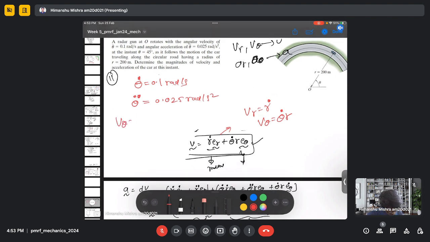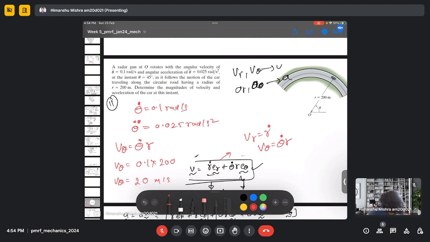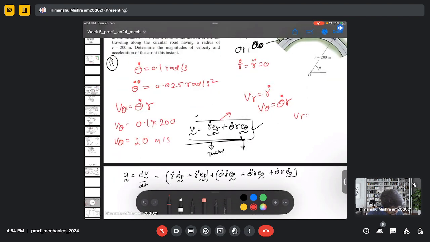So my v theta will be theta dot multiplied by r, which is 0.1 multiplied by 200. So my v theta will be 20 meter per second, whereas my r dot and r double dot are 0. So my vr will be 0.